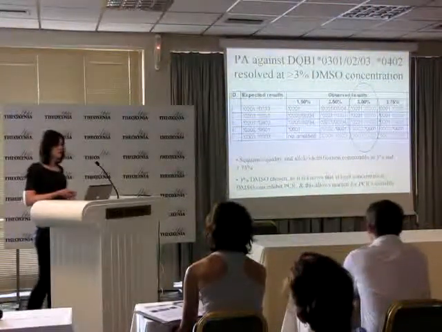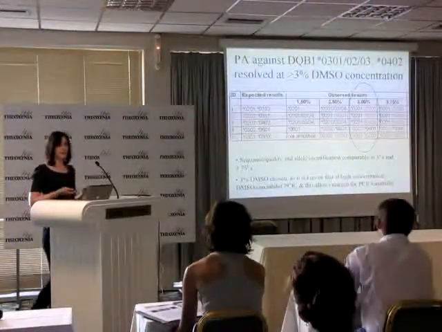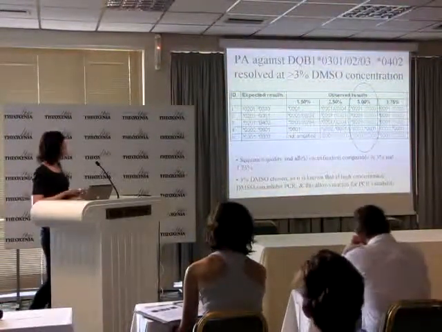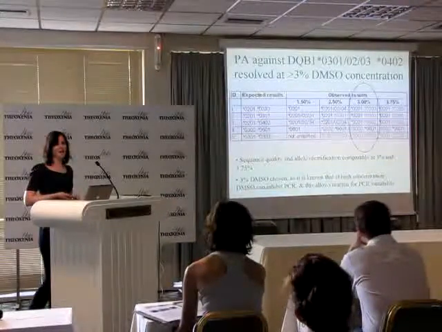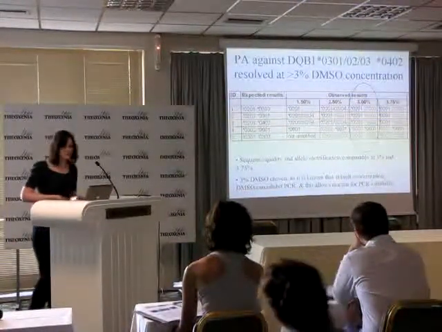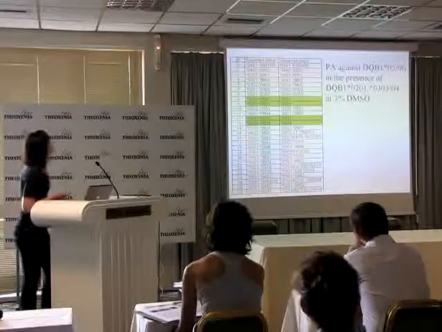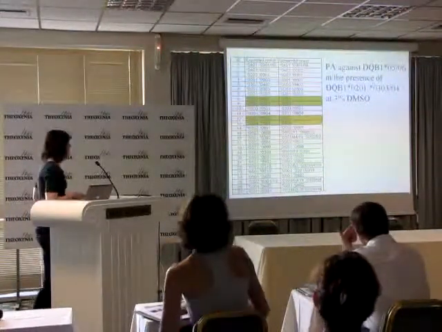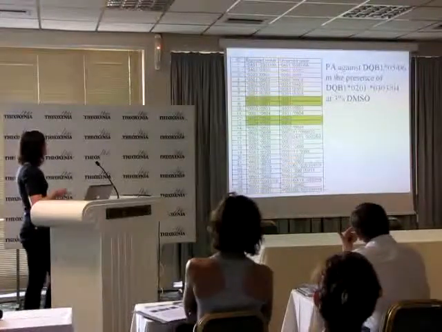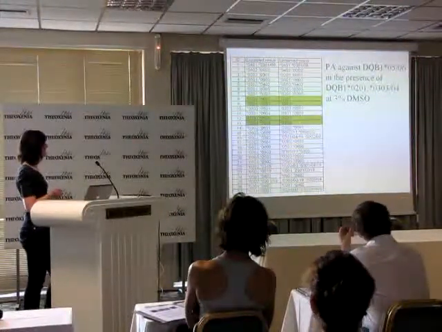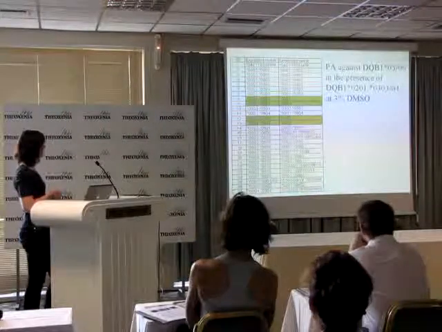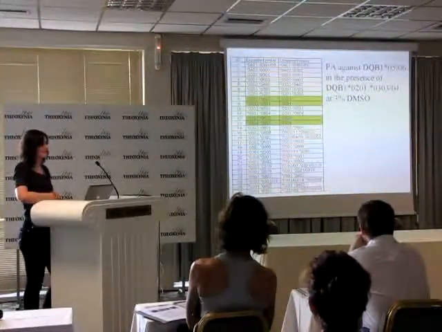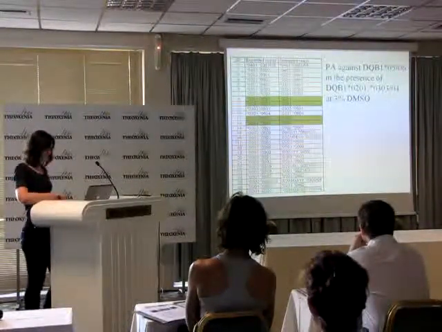So 3% was chosen because, as is known, DMSO at high concentration can inhibit the PCR. So using 3% will allow for PCR variability. Then I re-amplified and sequenced the panel again. Unfortunately, I was now getting PA against my 05 and 06 in the presence of the 0201, the 0303 and 0304.